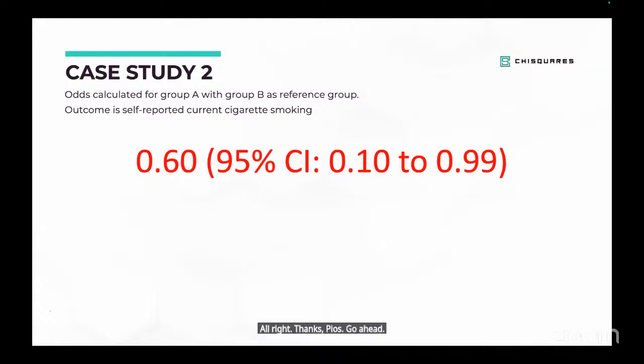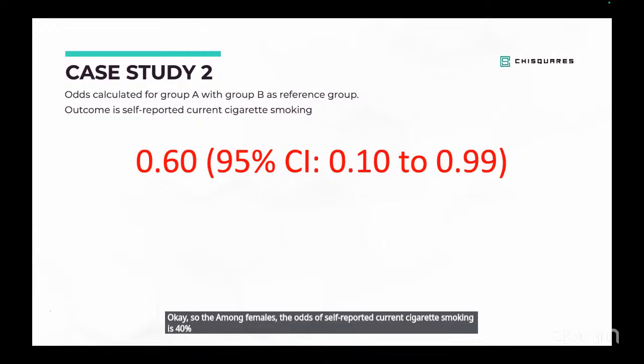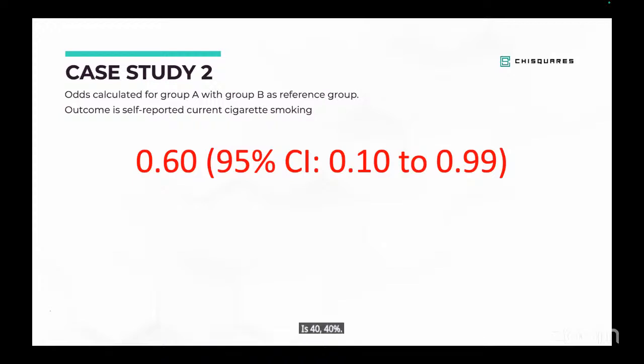Okay, so among females, the odds of self-reported current cigarette smoking is 40% lower compared to males, and this finding is statistically significant.